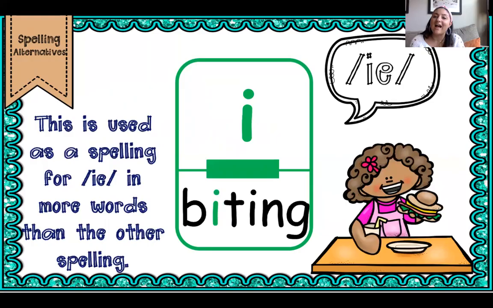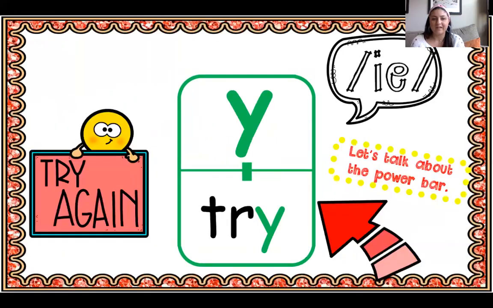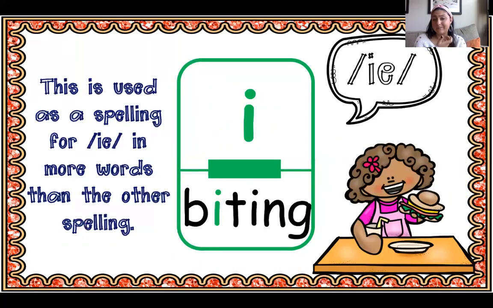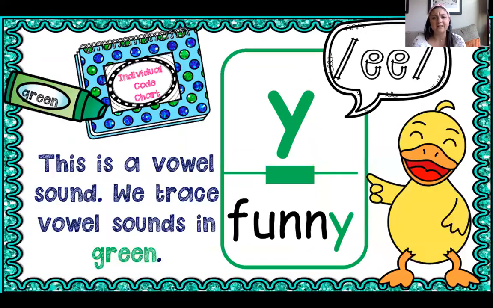All right, here we have the letter I as it gives the I sound, like in the word biting. Alrighty, here we have the letter Y as it gives me my I sound, like in the word try or cry or fly. Power bar is not very big. It's not a common spelling for the I sound. All right, I have my I stand alone as it gives me my I sound, like in the word biting. This power bar is longer. I am going to see this often.